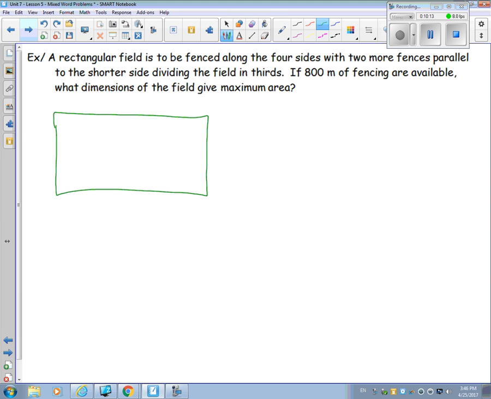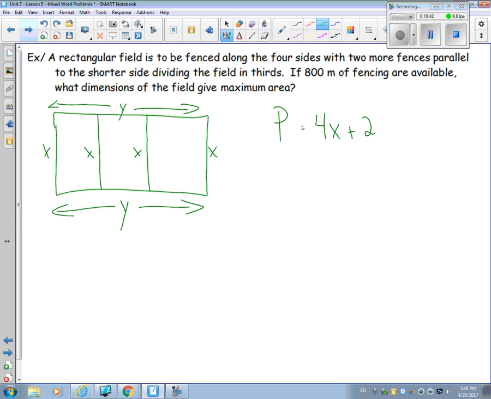Rectangle. Two more fences parallel to the shorter side, so in the same direction. So I'm going to divide into thirds. There we go. 800 meters of fencing are available. So if I go all the way around the outside, ends through the middle, I got 800. In other words, I've got a perimeter. The perimeter is made up of 1, 2, 3, 4 of these, and it's made up of 2 of these. So I can say my perimeter is made up of 4 x's and 2 y's, and I know that comes out to 800. Ooh, I got 2 variables. I don't like 2 variables. Let's make that into another variable. Let's get y by itself.